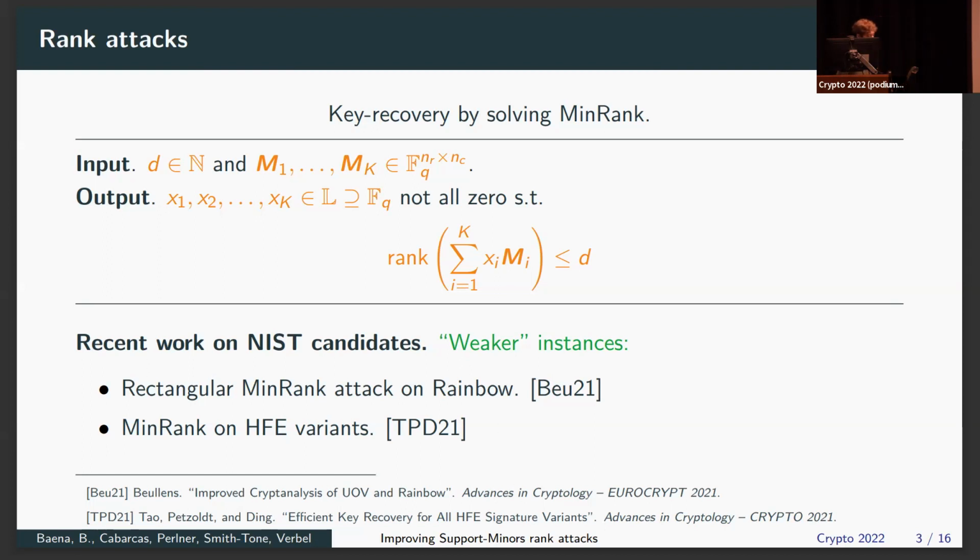And actually, most of the recent progress in the cryptanalysis on GEMS and Rainbow came from improving this type of rank attacks. You have last year at Eurocrypt the rectangular MinRank attack by Bardet et al., and also on HFE variants, and therefore on GEMS, you had this work by Tao, Perlner, and Ding at Crypto last year, which earned the best paper award. And in both cases, what they do is that they find easier MinRank instances than the ones which were used in former rank attacks.